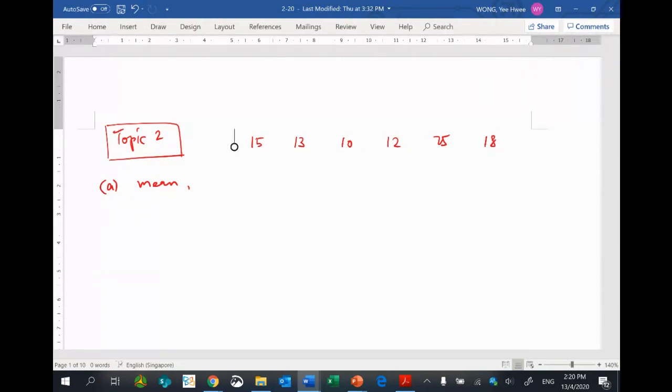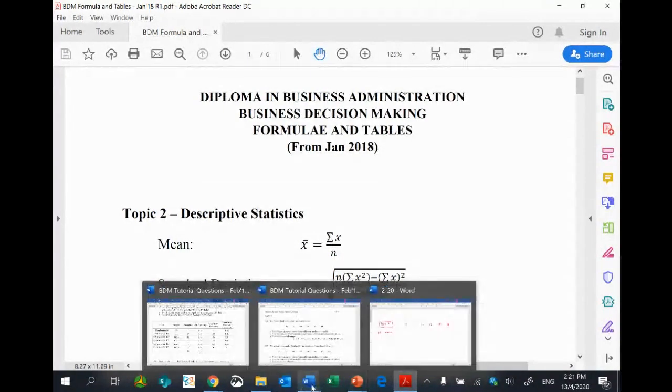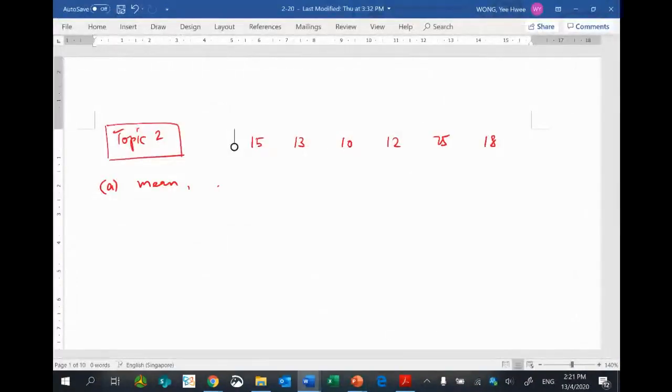Mean. How do you calculate mean? You have some guidelines here, okay? This is the first topic where it appears in the formula sheet. Mean is just x bar, standard deviation is s, and you have the percentile index i here. So mean is this. We just copy this formula first. X bar equals summation of x divided by n.